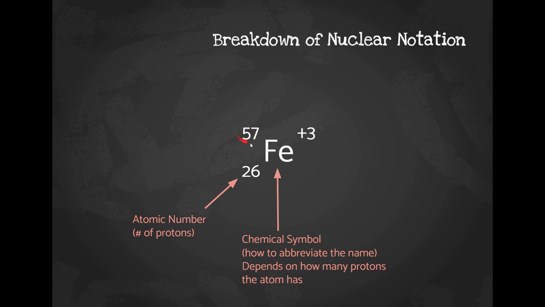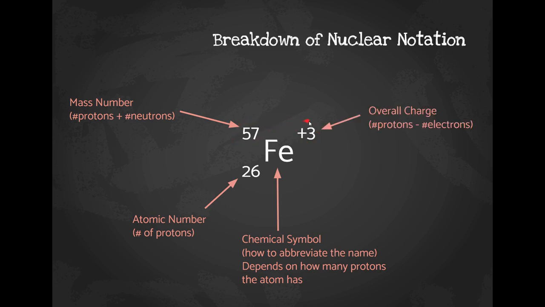If we head over here to the top left, this is our mass number, and this is the number of protons in our atom plus the number of neutrons. So it's how much our atom weighs or what mass it has. And finally, in the top right, we have our overall charge, and this is equal to the number of protons minus the number of electrons, although I do have one more way of figuring it out, and we'll talk about that in the next 2 slides. So this really is the breakdown of nuclear notation. We have 4 pieces of information that we have to kind of keep track of.